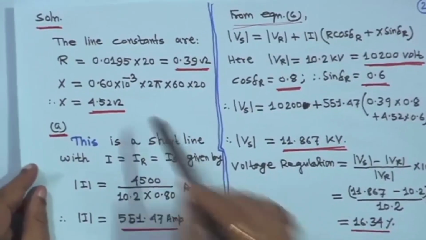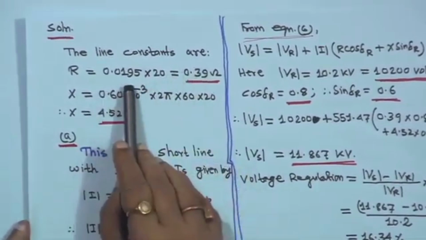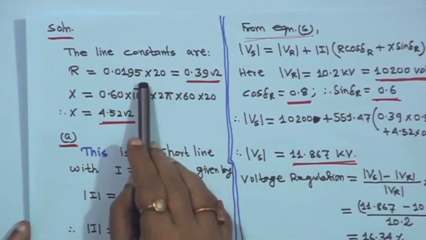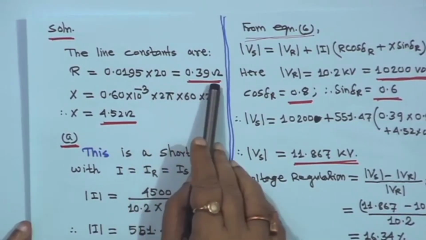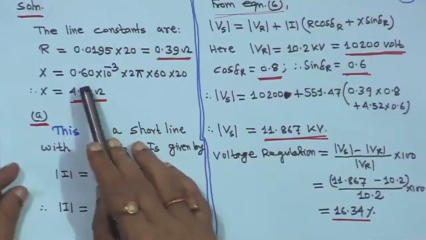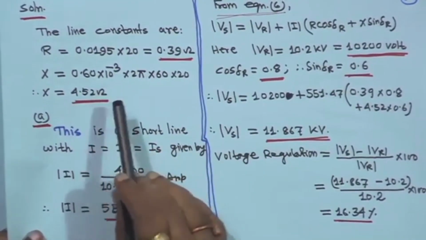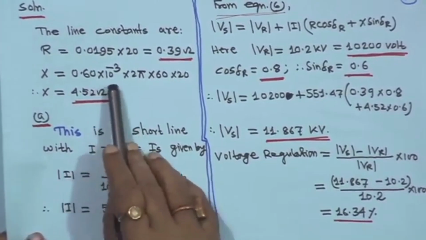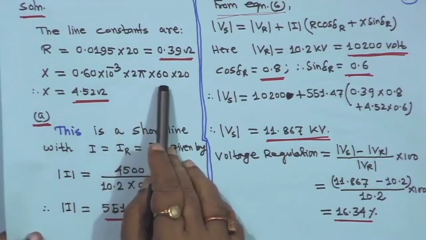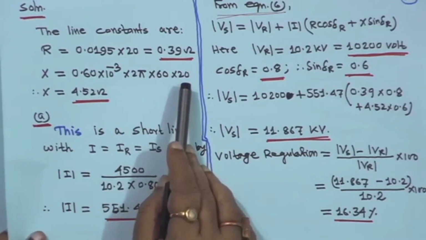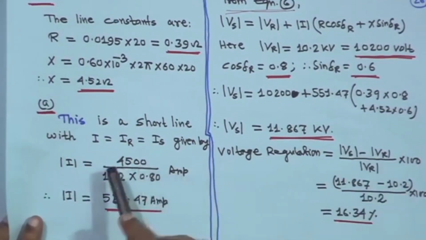Look at this side only. The line constants are given: R is equal to 0.195 ohm per kilometer, and the length is 20 kilometer, so it is multiplied by 20. So, 3.9 ohm, right, and X is given from the millihenry per kilometer. So, that is L given in millihenry per kilometer. So, 0.6 into 10⁻³ into 2 pi 60 for a 60 Hz system into 20 kilometer, the length of the line. So, it is 4.52 ohm. Now, come to part A. This is a short line, right.